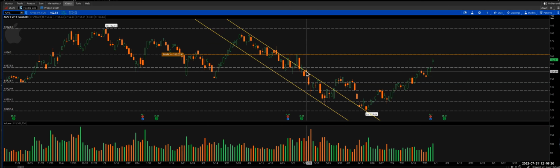Which is on May the 10th, or sorry, right here, which is on the 5th of May, all the way down to the 20th of May. So that gives you a good almost 2 weeks, 2.5 weeks to take a short position and to be able to make a lot of money on the downside.